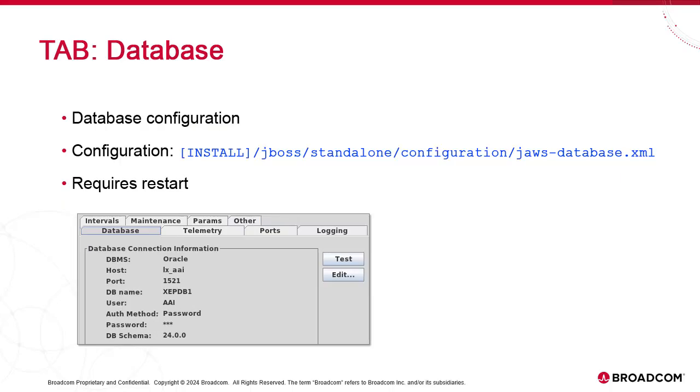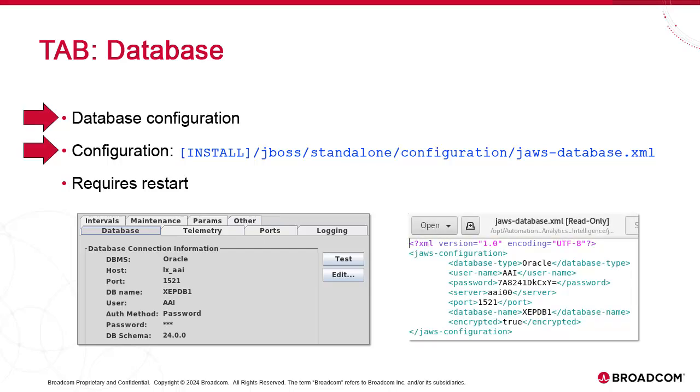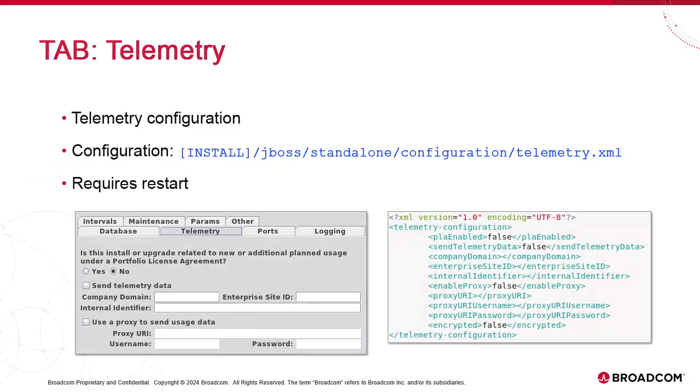The first tab is database. It shows the database connection settings, which are reflected in the jboss/standalone/configuration/jaws database.xml file. Any change made here is usually the result of some major alteration to the AAI instance, like a migration, and so it requires a restart. The telemetry tab contains the telemetry settings, which are needed for contractual purposes with Broadcom. The configuration file telemetry.xml is also found in the jboss configuration directory.